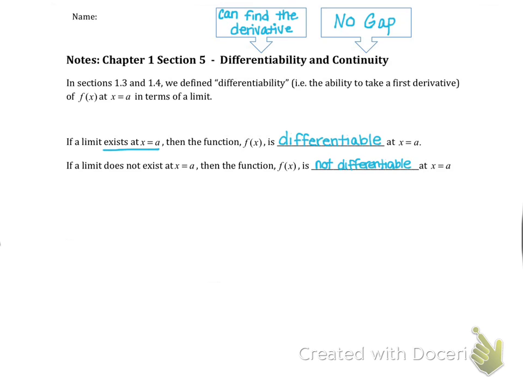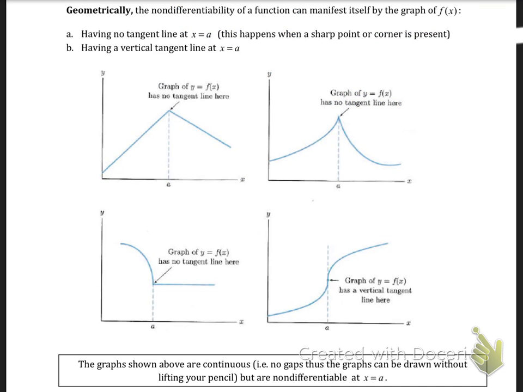All right, so now we're going to take these terms and look at them graphically. The non-differentiability of a function can manifest itself by the graph of f of x having no tangent line at x equals a, which happens when a sharp point or a corner is present, or having a vertical tangent line at x equals a.